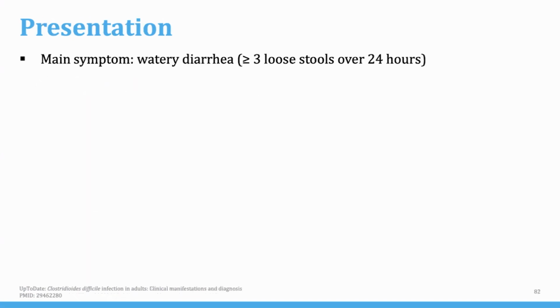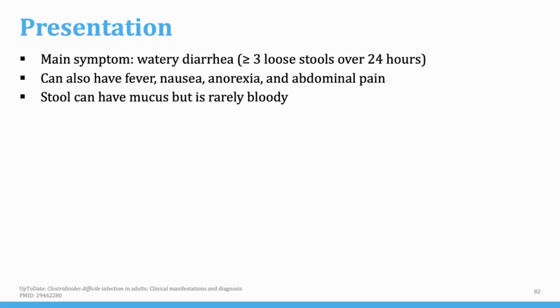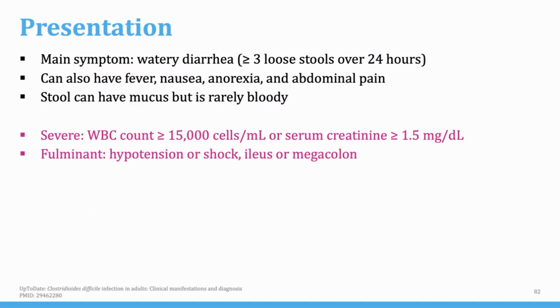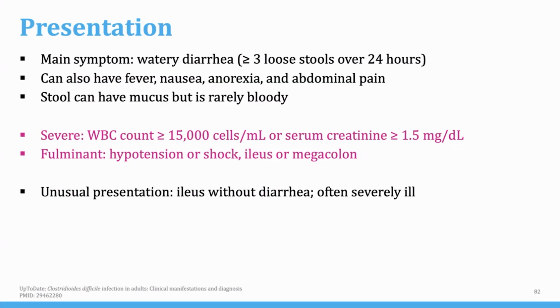The main presentation is watery diarrhea, which is defined as at least 3 loose stools over the past 24 hours. You can also have fever, nausea, anorexia, and abdominal pain, and the stool can have mucus, but it's rarely bloody. Severe C. diff is defined as a white blood cell count of at least 15,000 cells, or a serum creatinine of at least 1.5. And fulminant infection is defined as hypotension or shock, or ileus, or megacolon. Keep in mind that you can get C. diff without diarrhea and just ileus. This generally portends a poor prognosis and often is a sign of possible fulminant infection.